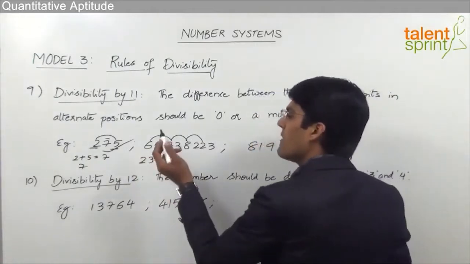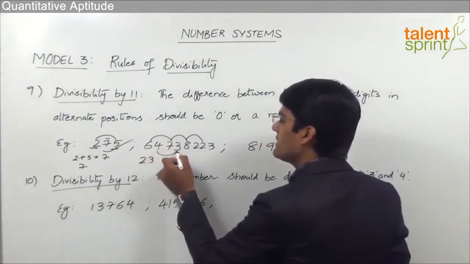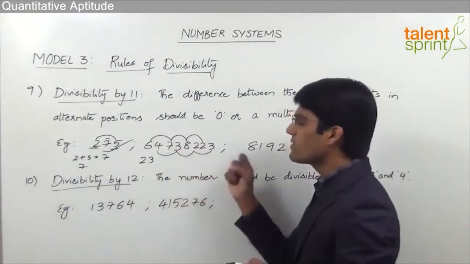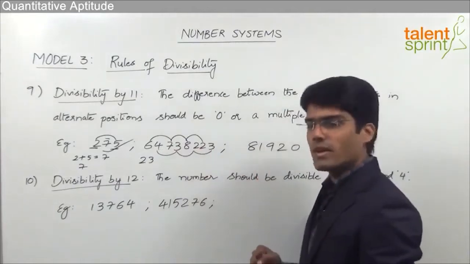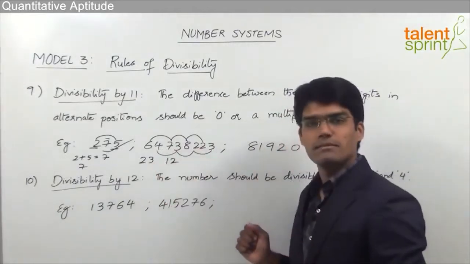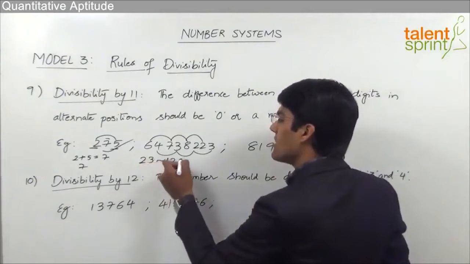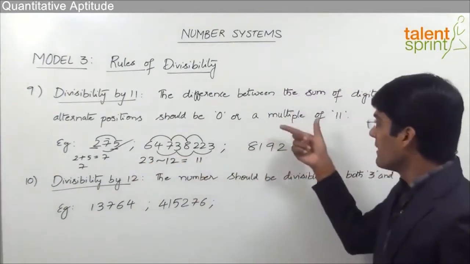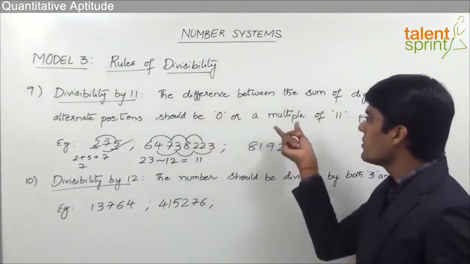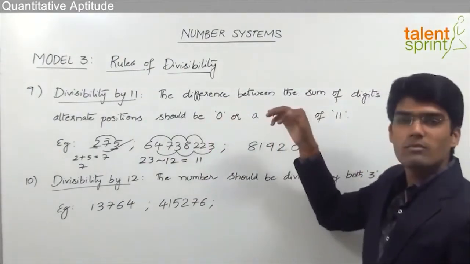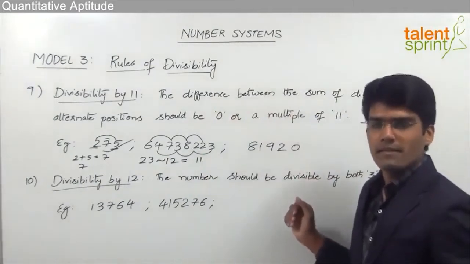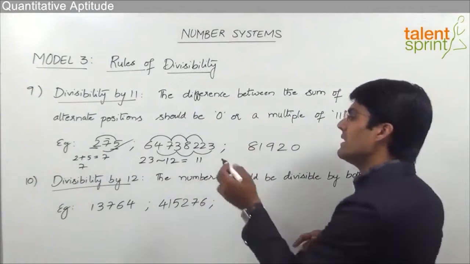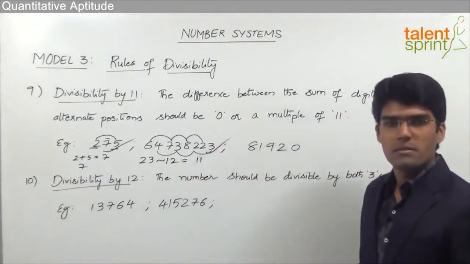Let us now take the sum of the other alternate positions. 4, 3, 2 and 3. 4 plus 3 is 7. 7 plus 2 is 9. 9 plus 3 is 12. So the other sum here is 12. And the difference between these two sums, 23 minus 12, is equal to 11. Now since the difference is 11, we know that the difference should be either 0 or a multiple of 11 for the number to be divisible by 11. So since the difference here is 11, it is nothing but a multiple of 11. So we can say that even the second number here is divisible by 11.